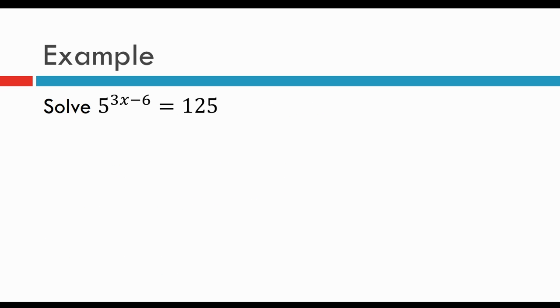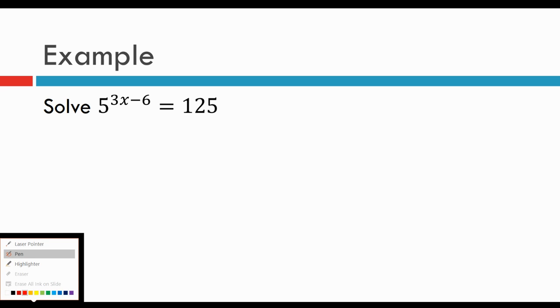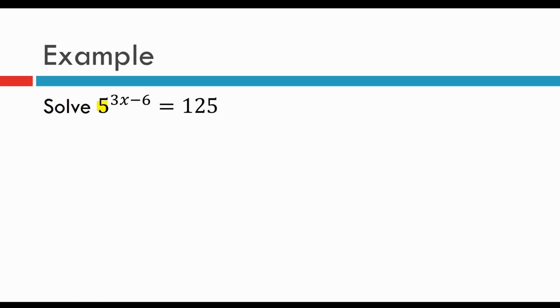Looking at this problem, we want to solve 5 raised to the 3x minus 6 power equals 125. Notice that on the left-hand side, we have a base of 5. And on the right-hand side, we have a base of 125, because technically that 125 is raised to the first power. So unfortunately, we do not have the same base, which means we cannot just set our exponents equal to each other. Like I mentioned, we can only go from a big base to something smaller. So I'm not going to be able to change the 5 into 125, but hopefully we notice that 125 can be written with a base of 5.